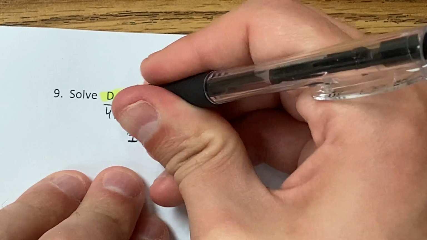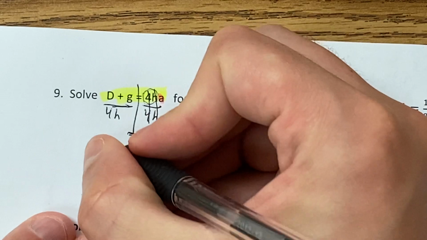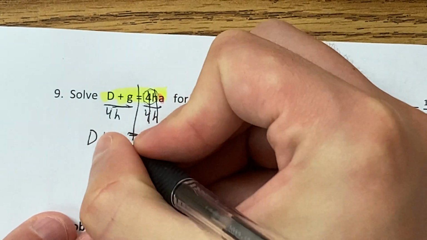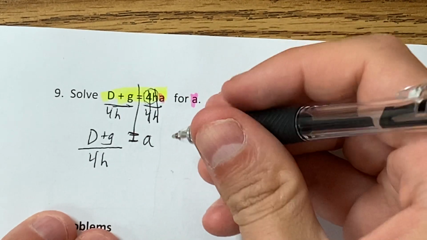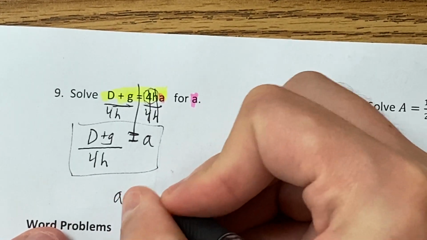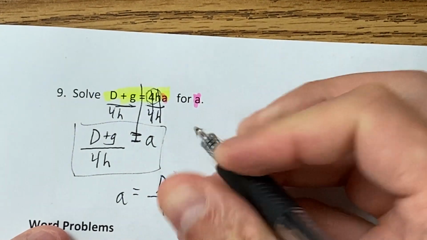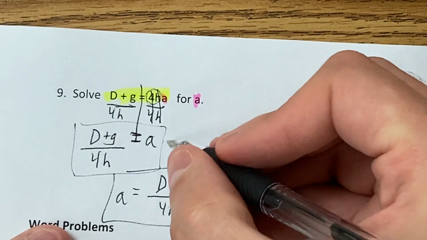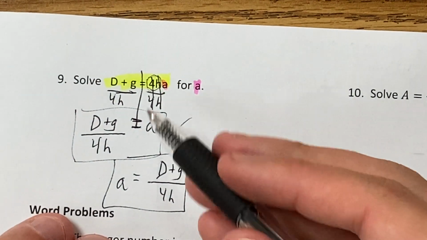And over here, it says d plus g over 4 times h. And I'm just going to write that. Capital D plus lowercase g all over 4 times lowercase h. And that is the answer. That's it. You can write it the other way if you want, but it's the same thing. Either one of them is good. We divided by 4h. That's it.